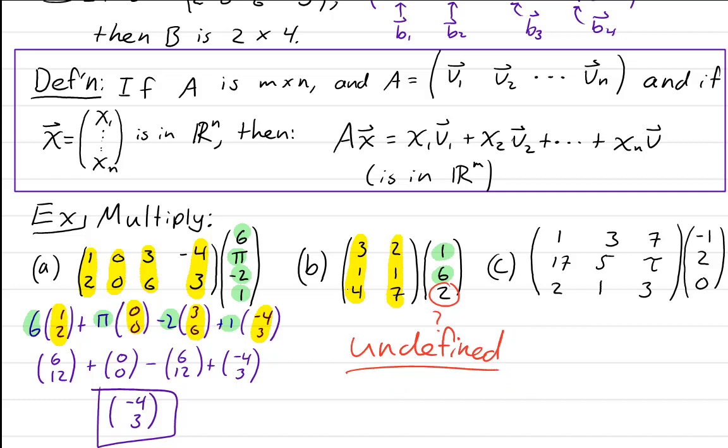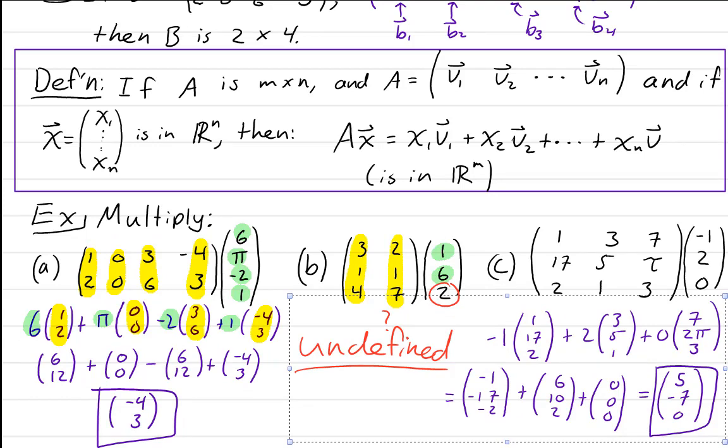And for C, here's a place for you to pause it and try it on your own. The answers will show up in about 5 seconds. Hopefully you got 5, -7, 0.